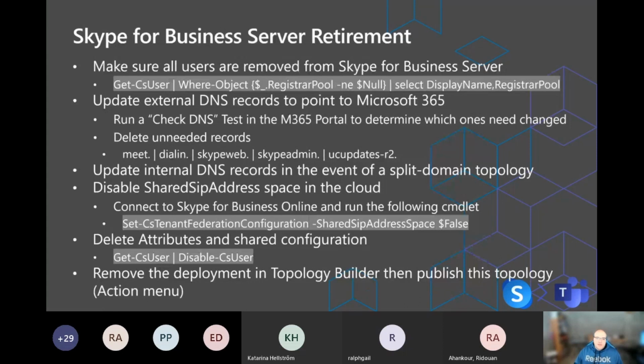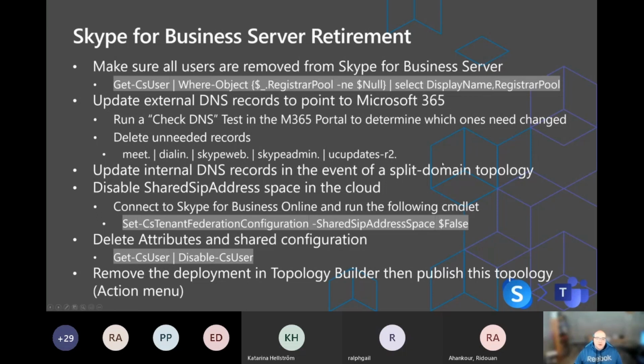Skype for Business Server retirement. After you have moved everybody to Teams, make sure that you actually moved everybody to Teams. You can run a command, Get-CsUser, where the RegistrarPool is not equal to null. That will show anybody that has not been removed from Skype for Business Server. If you were to show the registrar pool, it would be something along the lines of pool.domain.com. But if it is not equal to null, you're going to see everybody that was not removed from Skype for Business Server.